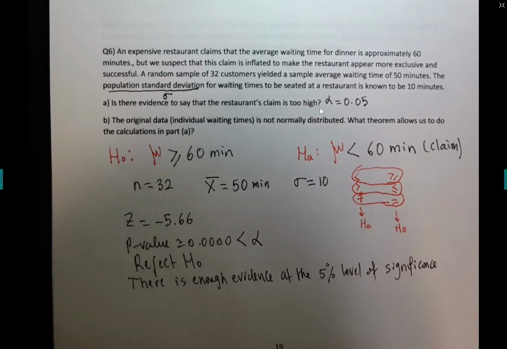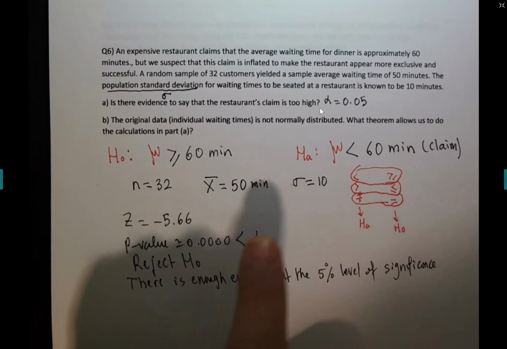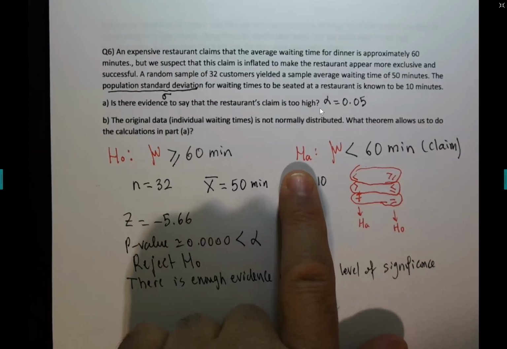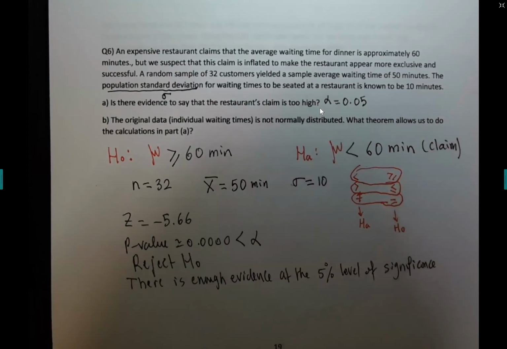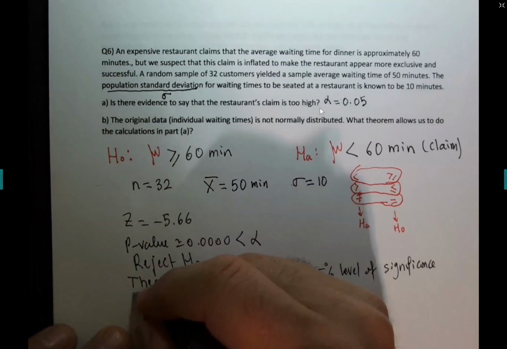Okay. Where is the claim, guys? In HA or HO? In HA, correct? If the claim is in HA, you use the word support. So there is enough evidence at the 5% level of significance to support the claim.